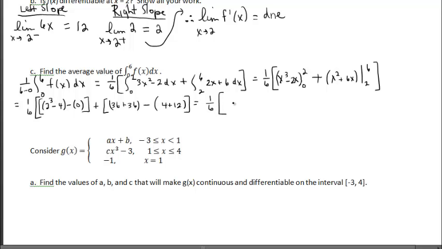Eight minus 4 is 4. 4 plus 72 minus 16. 76 minus 16 is 60. So I arrived at an answer of 10.